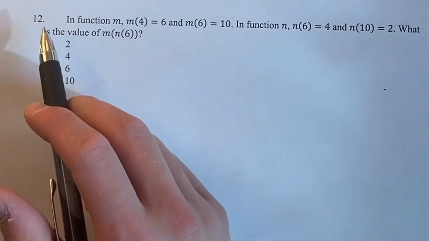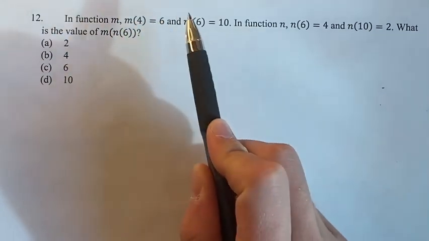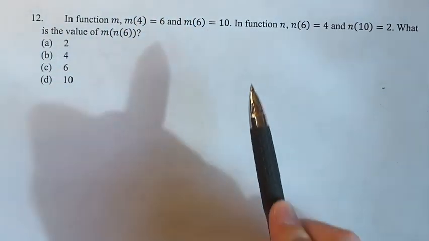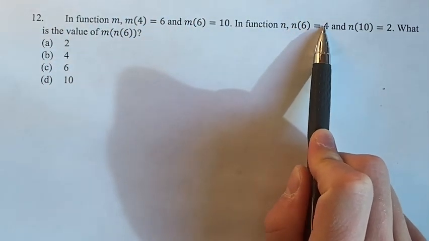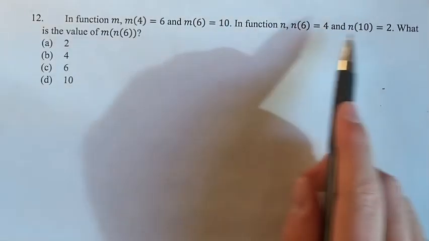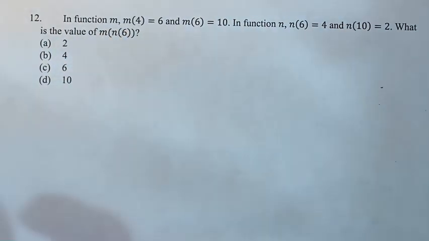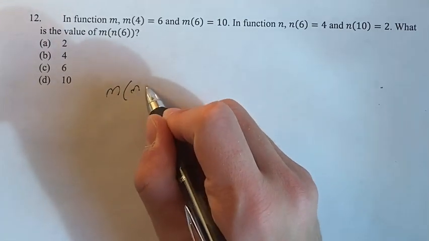In this problem we're told function m of 4 is 6 and m of 6 is 10. We're told for function n of 6 is 4 and n of 10 is 2. And we're asked what's the value of m of n of 6.